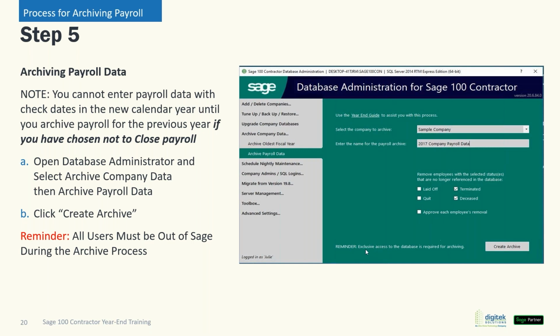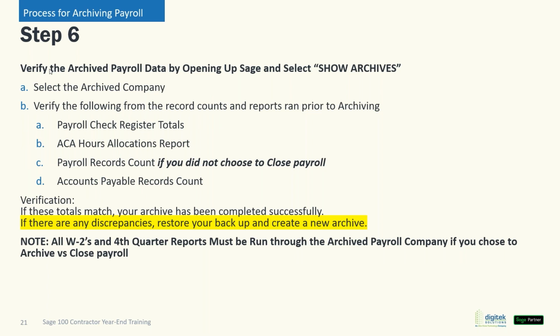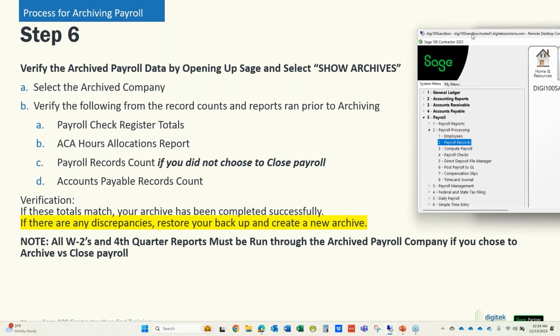Again, remember, you do have to be signed in exclusively when you're doing this, so nobody can be logged into the system. Once you do that, you just click Create Archive, and it basically takes you through a wizard. After you're done going through that wizard, it takes you step by step and tells you exactly what to do. Then the archive is going to show up in your archive area of databases.